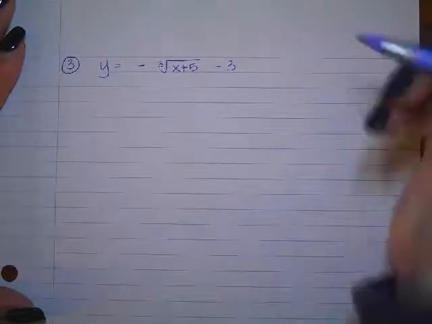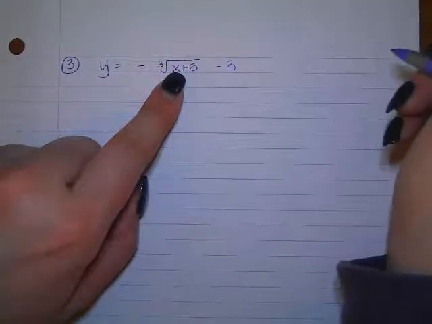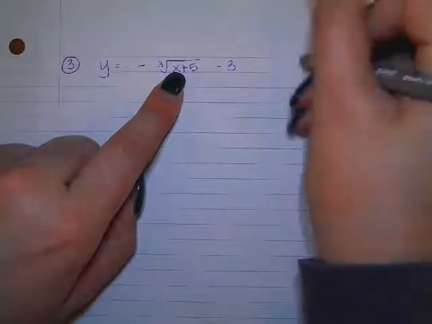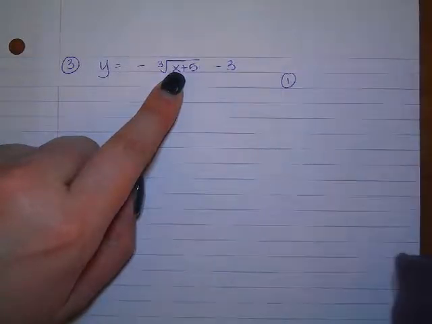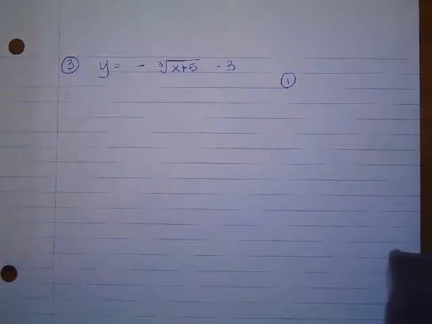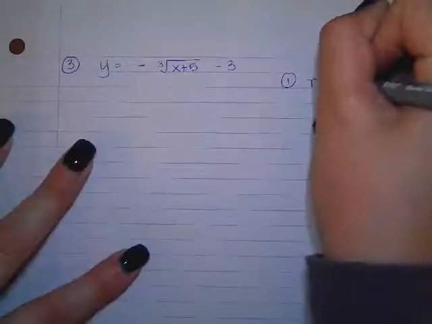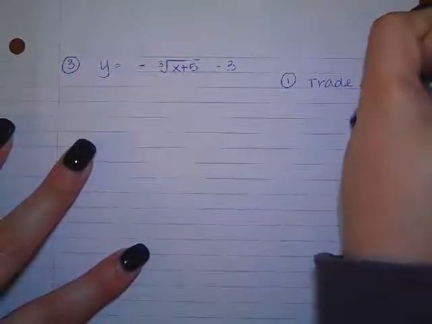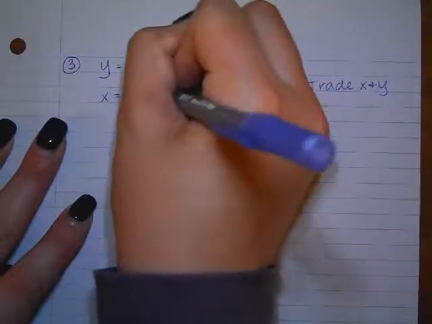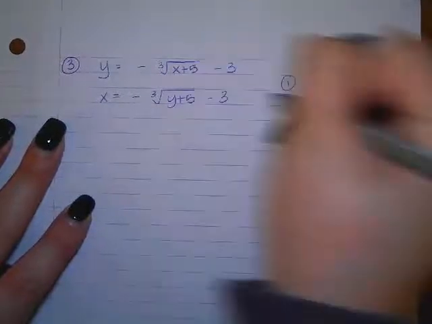Okay? So whenever we want to solve for x, which is eventually what we're going to do, we're always going to do order of operations backwards. So when we do inverses, the very first thing we do before we even try to isolate anything is what with the x and y? Switch them. So the very first step is to trade x and y. So I'm going to have x equals negative cube root y plus 5 minus 3.